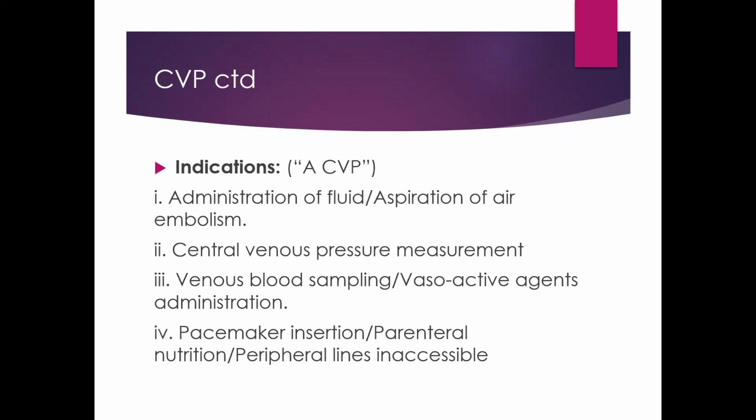A CVP can also be used in case of embolism to aspirate air. More importantly, it is used to measure the central venous pressure, which also equates to your right atrial pressure. Venous blood sampling is another indication. A lot of times we do regular, frequent venous blood sampling in the ICU. So instead of just doing phlebotomy all the time, you have your central venous catheter where you can do your blood sampling frequently and regularly as may be indicated.